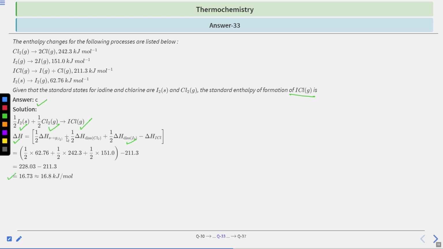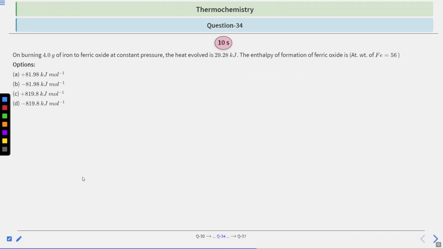And on putting the values which are given in the question for every process, we have the enthalpy of formation of ICl molecule as 16.73, which is approximately 16.8 kilojoule per mole. Hence, option C is the correct answer. Okay, let's move to the next question. Question number 34. On burning 4 gram of iron to ferric oxide at constant pressure, the heat evolved is 29.28 kilojoule. The enthalpy of formation of ferric oxide is? We have been given the atomic weight of the iron atom, which is 56. Right?